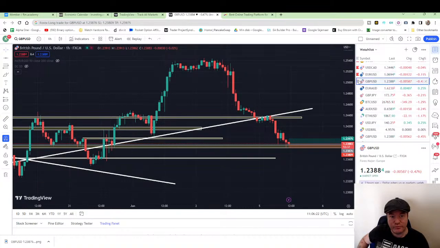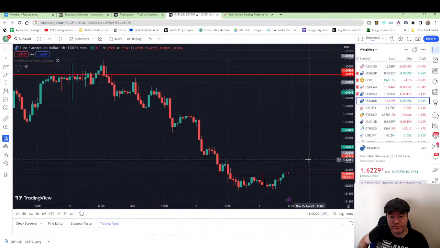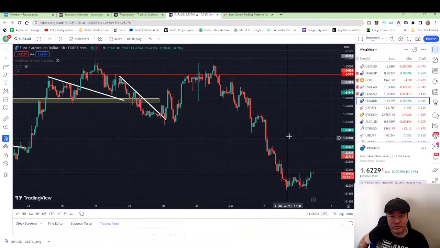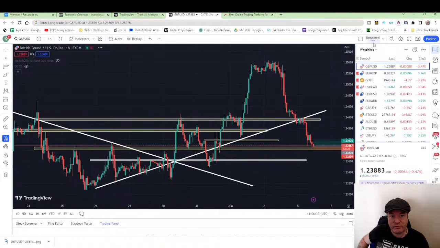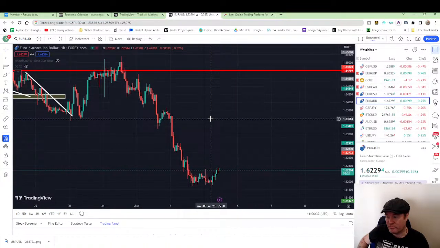Let's move on, and now we'll move that one all the way to the top. Let's take the next. So now euro against Australian dollar. Did I save it, by the way? No, let's save it. Euro against Australian dollar.